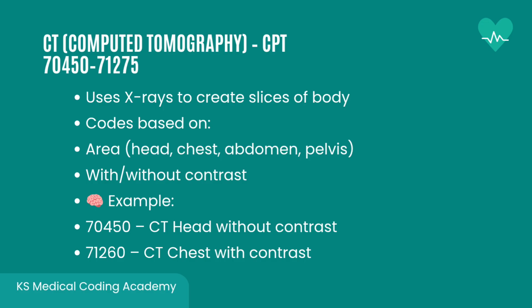CT, computed tomography. CT codes typically range from 70450 to 71275. They are coded by body region, such as head, chest, abdomen, and use of contrast, without, with, or both. For example, 70450 CT head without contrast, 71260 CT chest with contrast.